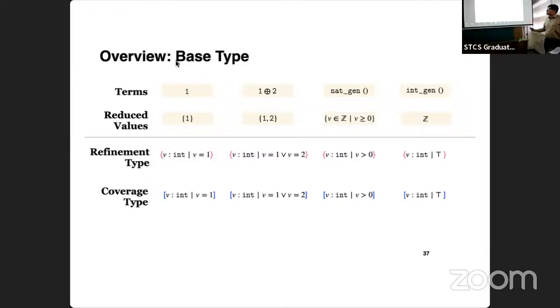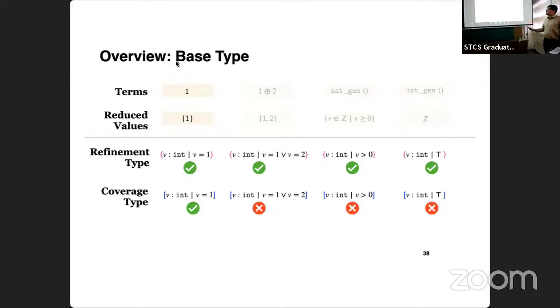I won't go into all the examples, but if you just look at this particular term, and you give it a refinement type like this, what you're asking is whether every value this term reduces to satisfies this specification, which is true, because every value it reduces to will always be equal to 1. The coverage type also asks the other question: is every value where u is equal to 1 generated by this term? In this particular case, it does.